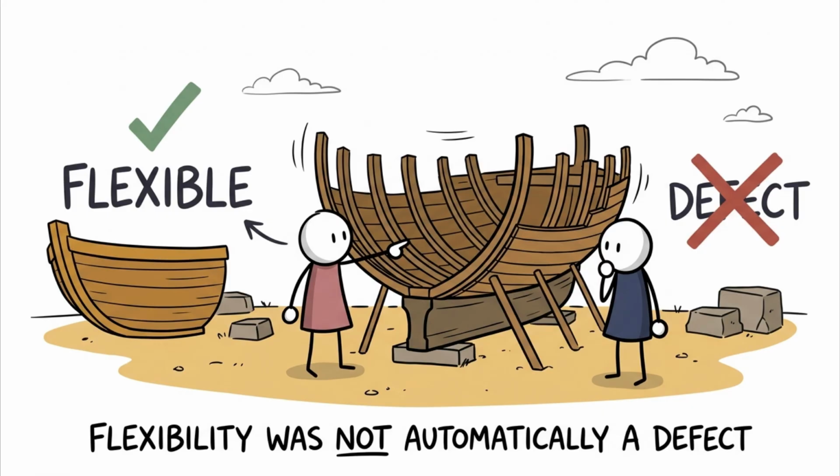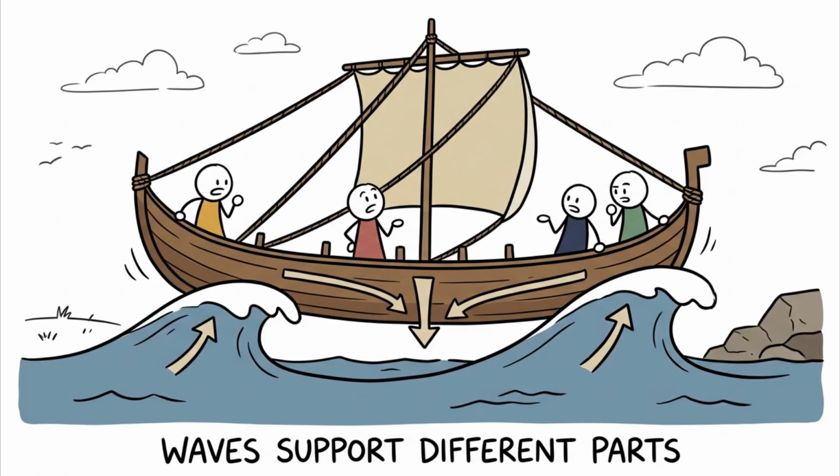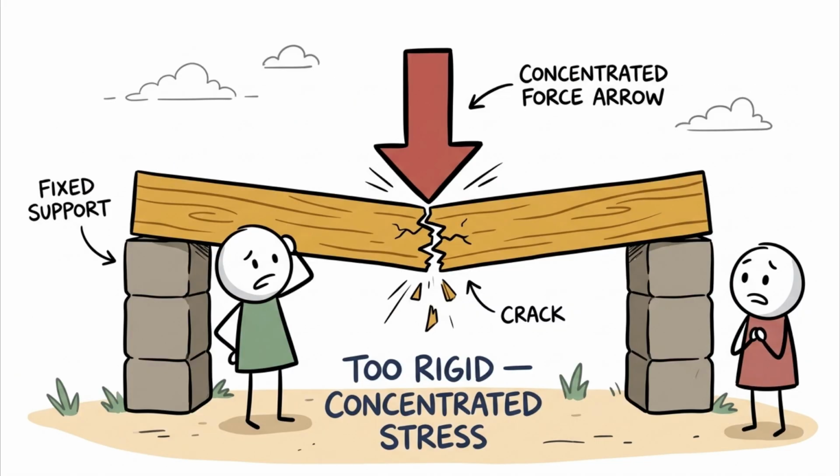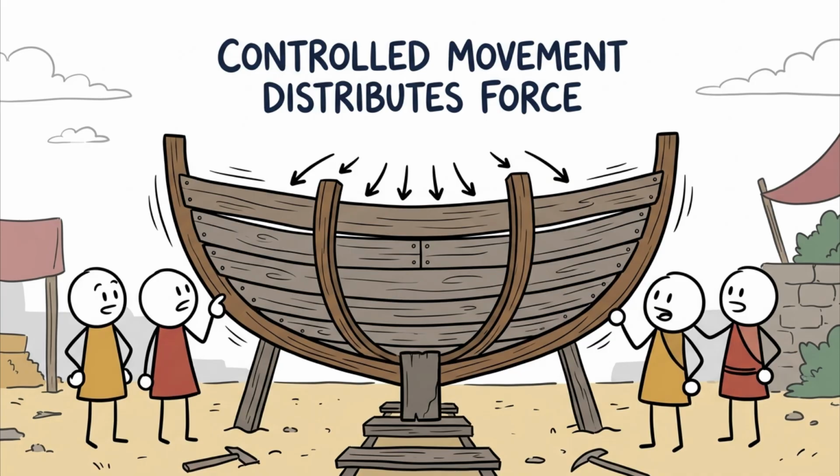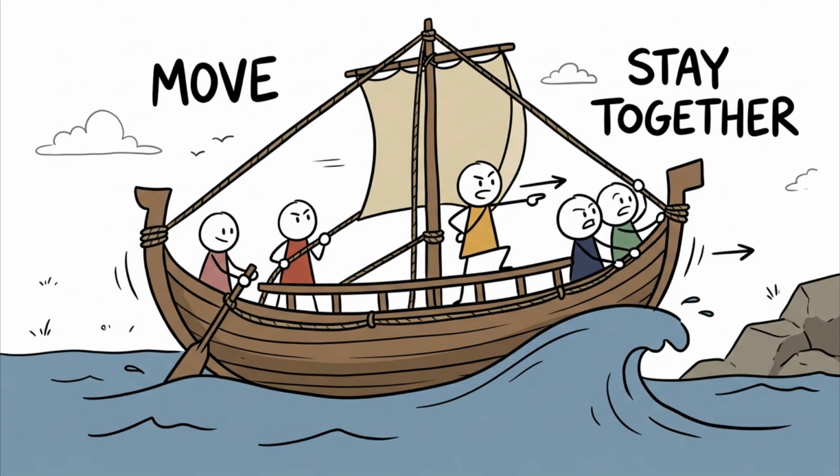Flexibility was not automatically a defect. A vessel on water constantly bends as waves support different parts of its length. Too rigid, and concentrated stress can break a component. Slight, controlled movement can distribute force through more of the structure. The ship survived not by refusing to move, but by moving without coming apart.